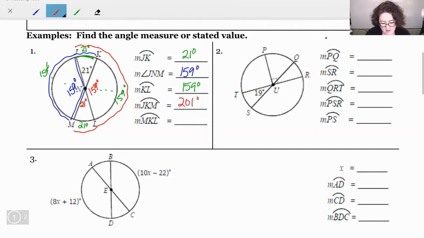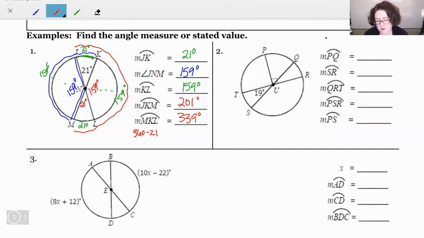And then MKL almost goes all the way around the circle, except it skips over that 21. So I'm actually going to do 360 minus 21 to get that one. So 360 minus 21, 339. And that's all I'm doing. I know all the way around the circle is 360, and I'm just figuring out which sections are which.